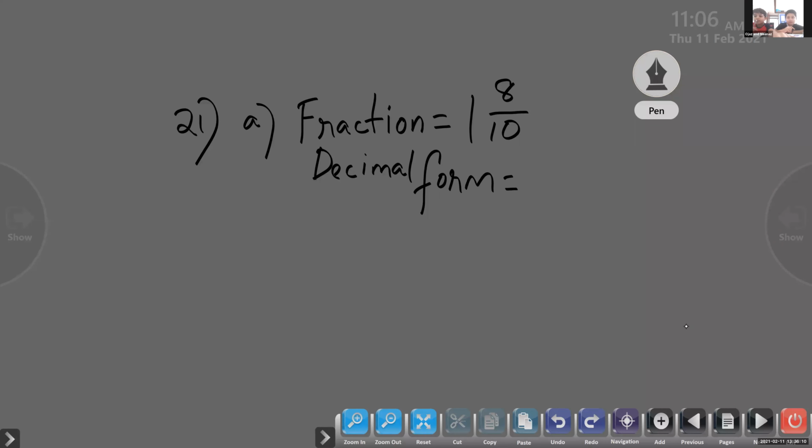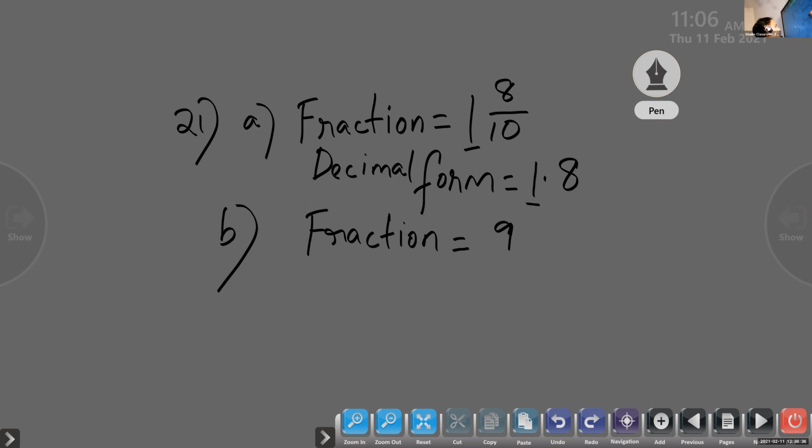1.8. Very good. 1.8. We will write the integral part, that is the whole part, 1. 8 by 10 is 0.8. Very good. So question number B. Children, look at question number B. That is 1, 2, 3, 4, 5, 6, 7, 8, 9 by 10. The fraction is 9 by 10. So write the decimal form.